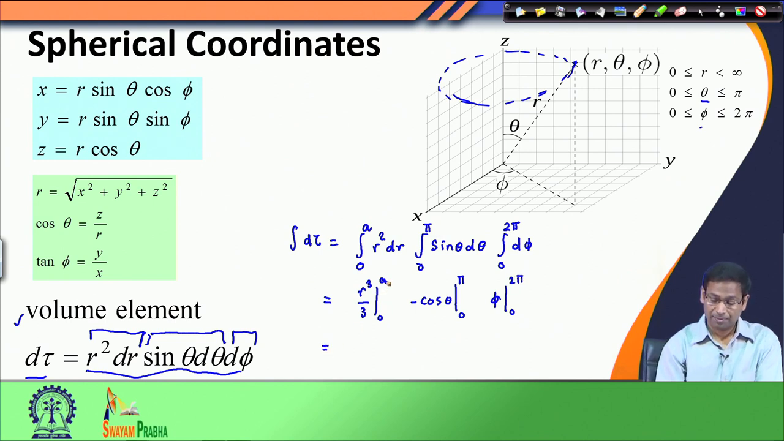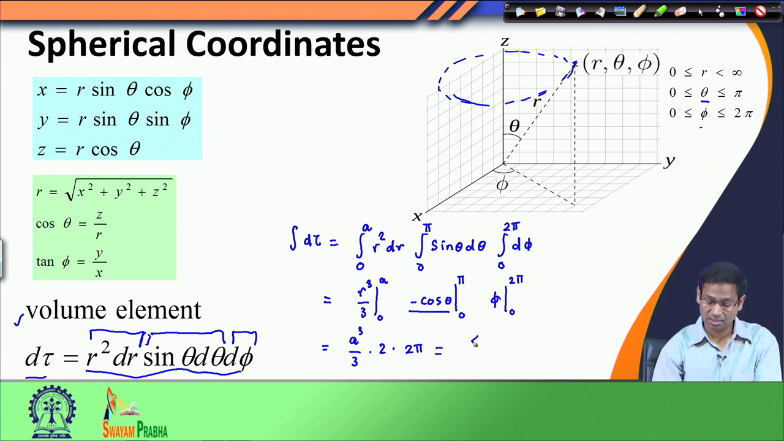So, when I apply the limits, a cube by 3 with 0 would give me nothing, so I am left with only this term. When I look at minus cosine of theta, minus cosine of pi is minus 1, cosine of 0 is plus 1, and then I have this minus sign. When I solve it, I would get 2, and this quantity is 2 pi minus 0. So, I am left with 2 pi.